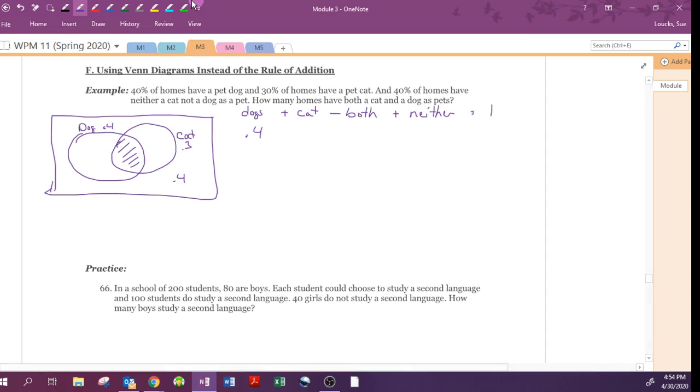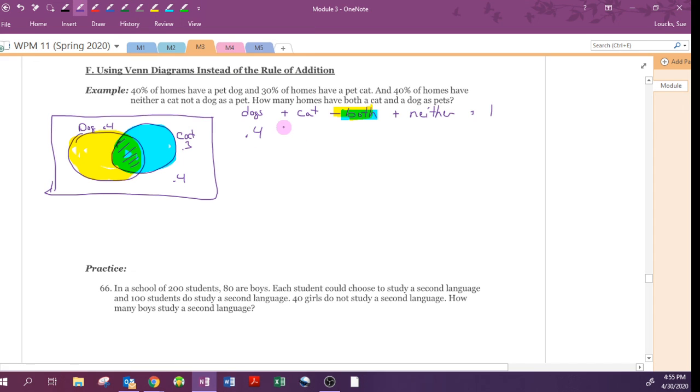Okay? Because the dog, this drawing's a little bit different because this time the 0.4 is referring to this whole section here. It's all of the dog possibilities. Okay? And the cat is referring to all of this. I love how it conveniently combines the colors for me. This is the cat. But if we add up the dog and the cat and the neither, we've actually counted this green bit here twice, so we need to subtract it, and that's the both. That's the both area.